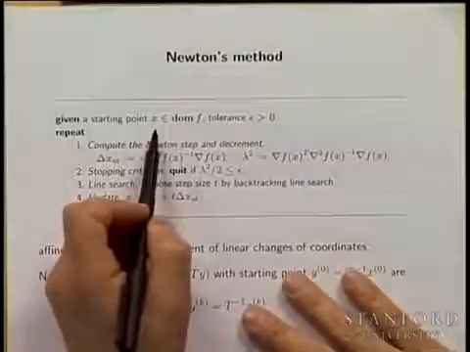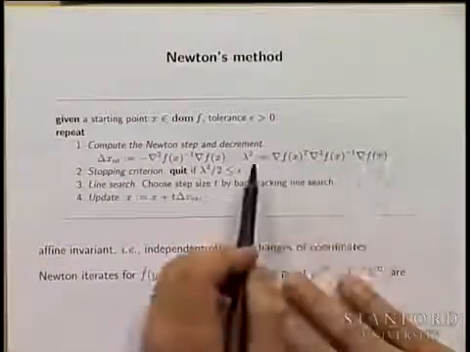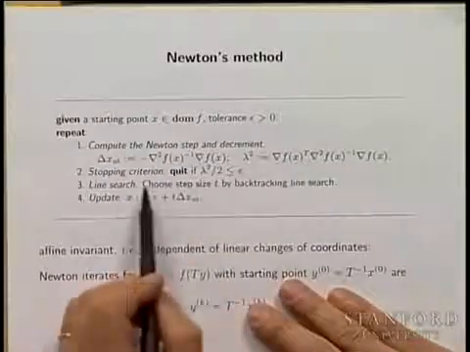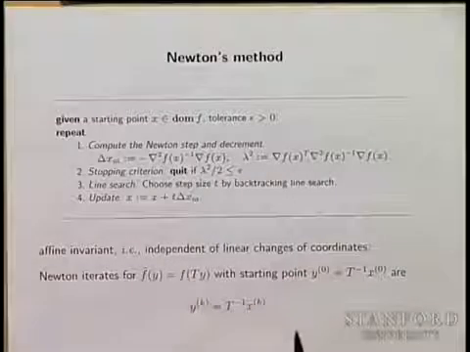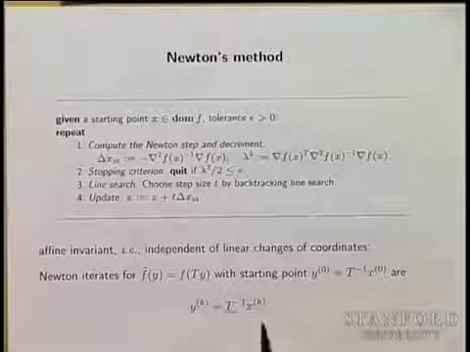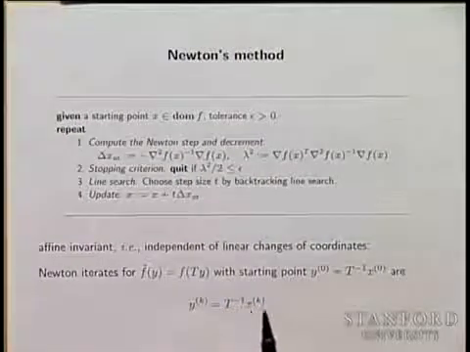Let me say something about that with Newton's method. Well, we haven't talked about Newton's method, so let me give Newton's method, and then I'll come back to this. Newton's method is very, very simple, and looks like this. You're given a starting point and a tolerance. You compute the Newton step and decrement. Obviously, if lambda squared is small enough, you quit. Otherwise, you do a line search, and then you update. That's Newton's method.